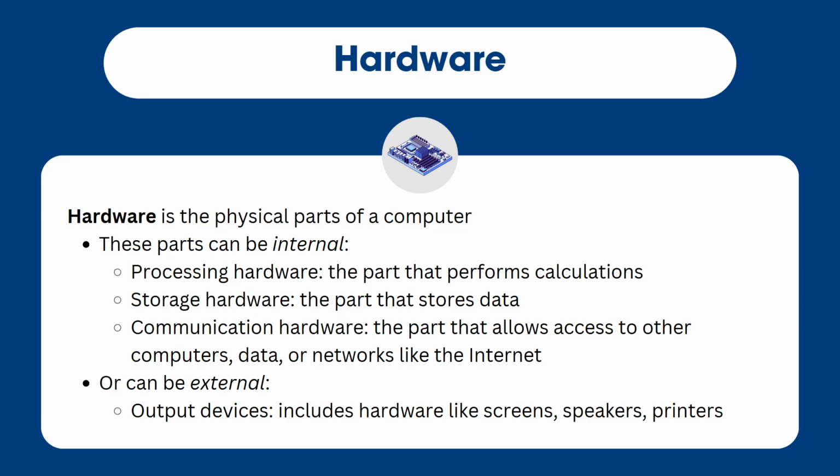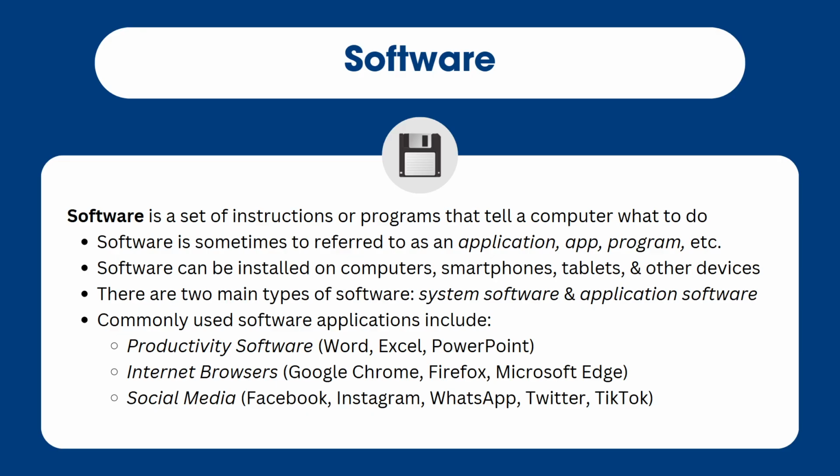So, a little bit of review. Remember, hardware is the physical parts of a computer. Software is the instructions, the intangible parts, the parts you can't hold in your hand. They're really what tell the computer what to do. They tell the hardware what to do.